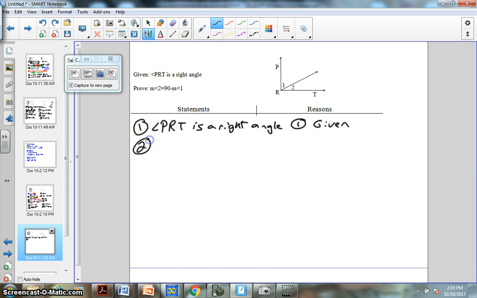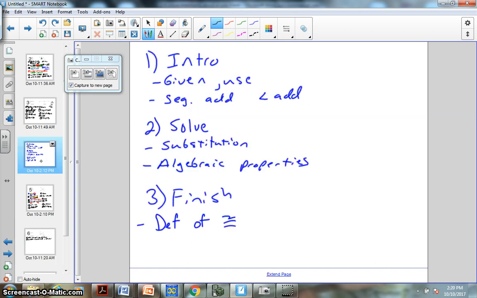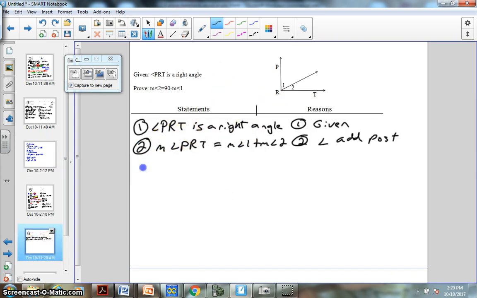So I'm going to go ahead and do my angle addition postulate and say that the measure of angle PRT is equal to the measure of angle 1 plus the measure of angle 2. So, angle addition postulate. Next, as part of the intro phase, if you guys remember, I want to make sure I use my given statement. The fact that it's a right angle means that it is equal to 90. So the measure of angle PRT is equal to 90 degrees. Definition of a right angle.